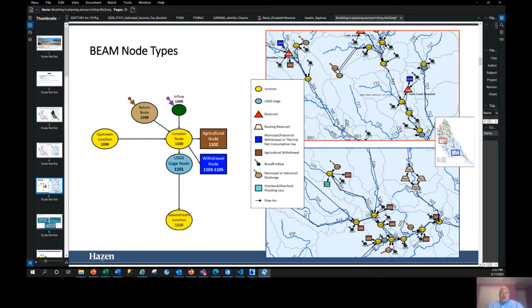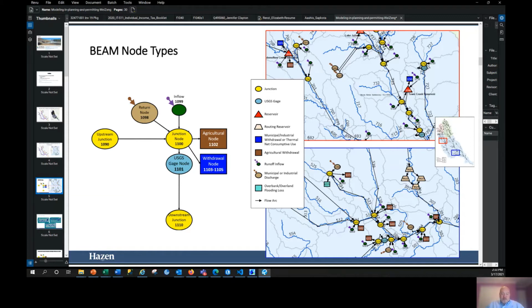There are also nodes for unimpaired inflows at each junction, and these are the small green symbols. These represent the incremental unmeasured inflows to the system upstream of each junction. Unimpaired inflows to the model are assumed to occur at these points.